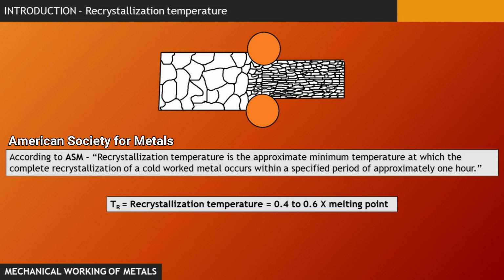According to ASM, recrystallization temperature is the approximate minimum temperature at which the complete recrystallization of a cold worked metal occurs within a specified period of approximately 1 hour. And this recrystallization temperature is given by T suffix R, and it is equal to 0.4 to 0.6 times the melting point.